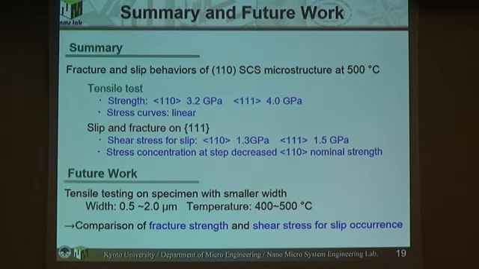So this is the summary. We investigated the fracture and slip behaviors of 110 single crystal silicon microstructures at 500 degrees C. We observed a lower tensile strength for 110, which is caused by the slip. The slip and the fracture happen at almost the same instant. So we are going to examine lower temperatures and smaller sizes to investigate this effect.